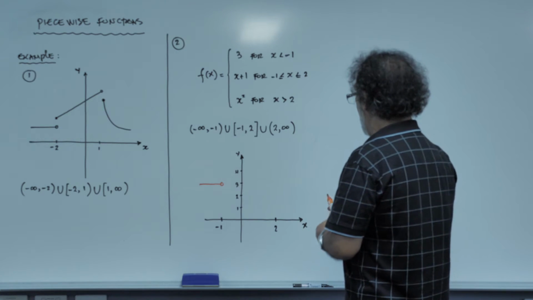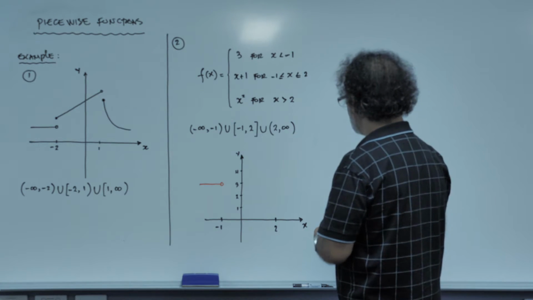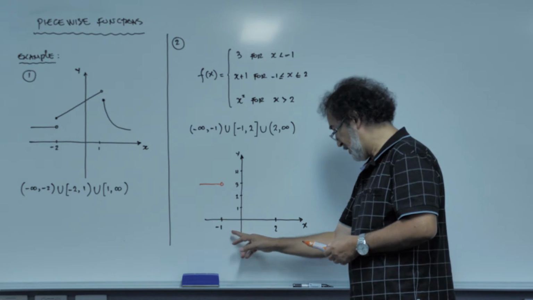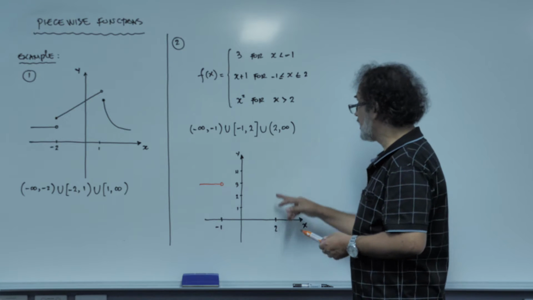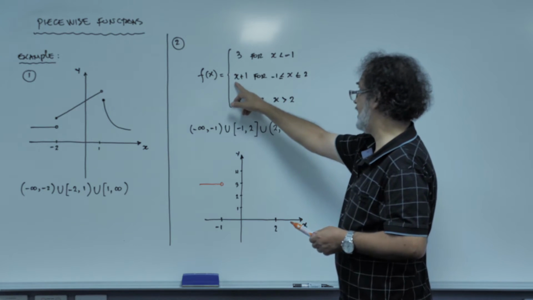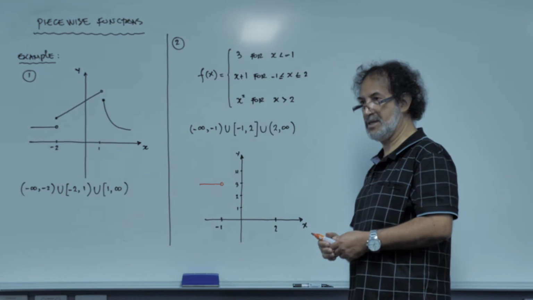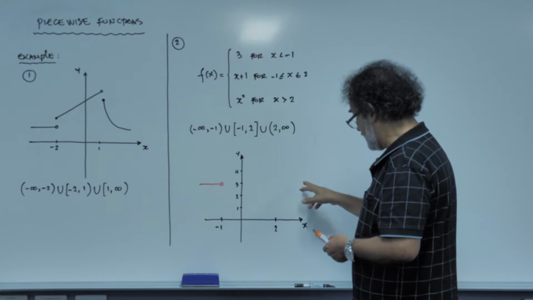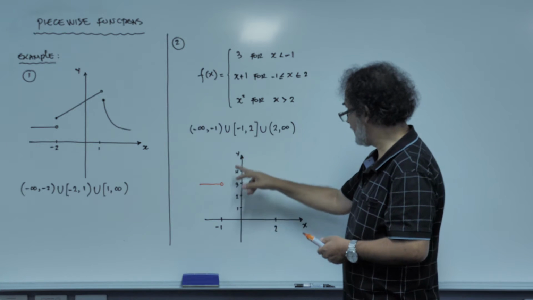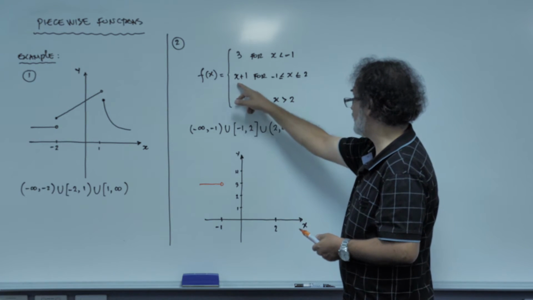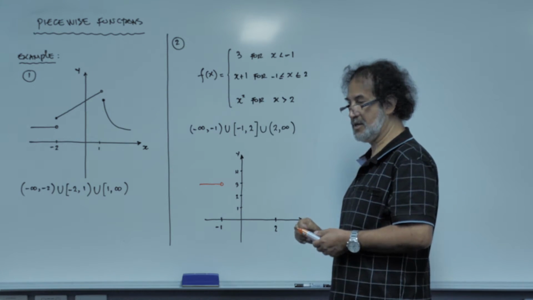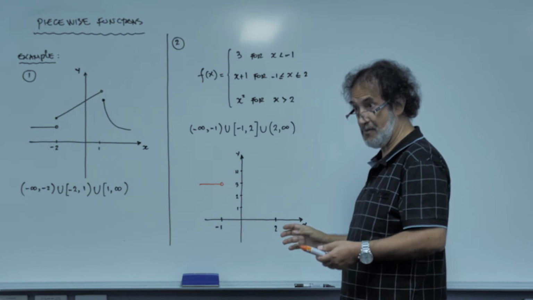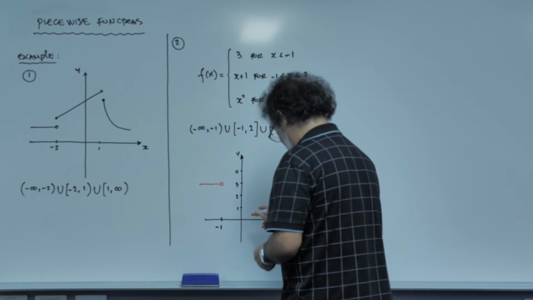And then for this interval, from -1 to +2, the function will behave like x plus 1. How are we going to graph that? Well, you evaluate. When x equals -1, you evaluate that function. What is the answer when x equals -1? It's going to be 0. So that means that we're going to start from here.